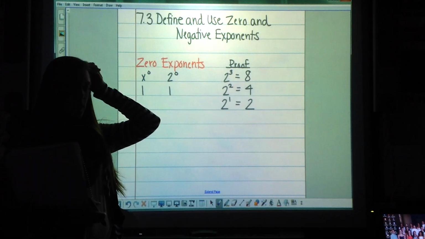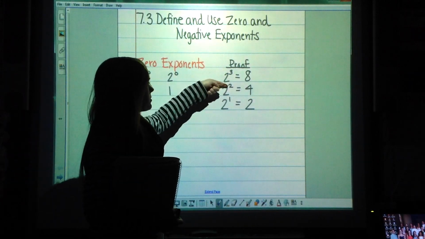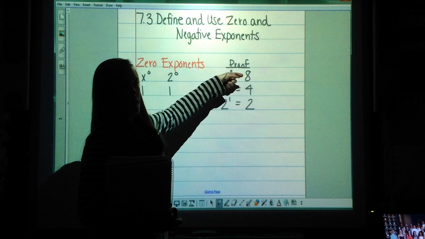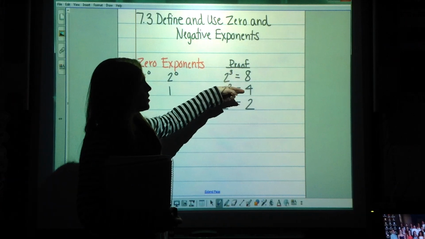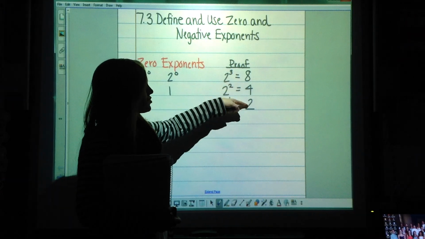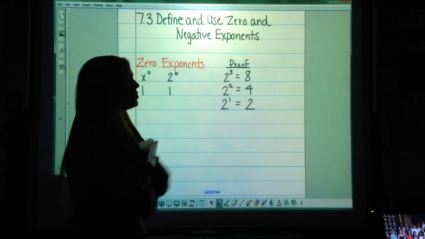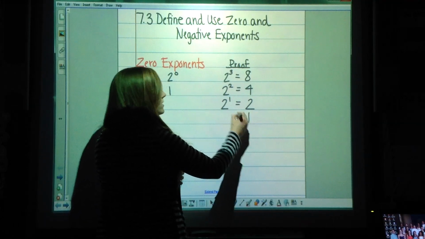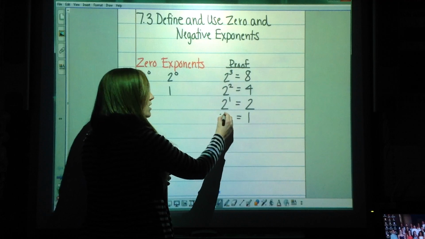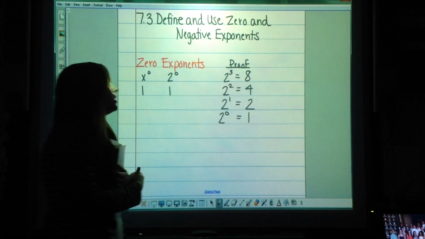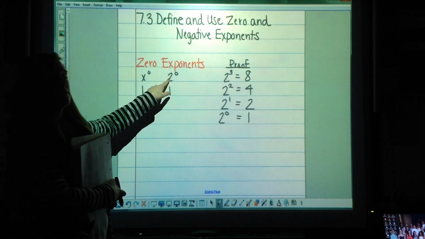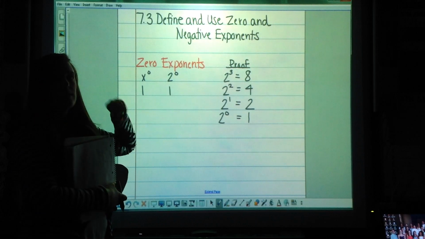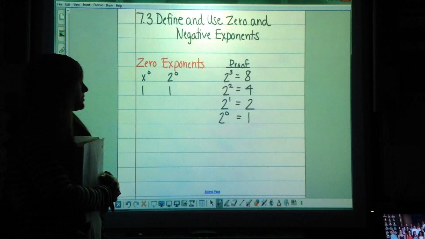Now you're going to notice a pattern here. Every time my exponent gets smaller, over here we divide by 2. 8 divided by 2 is 4. 4 divided by 2 is 2. So here 2 divided by 2 is 1. Now look at the pattern on the left side. You see the exponents are getting smaller. This exponent would be 0. And that works for any base. Any base that has an exponent of 0 will always be 1.